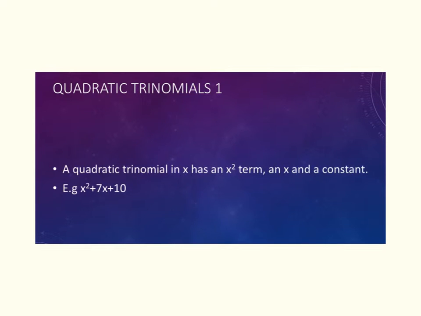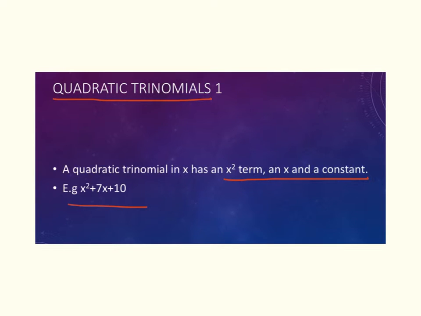Okay guys, here's a really important keyword, the idea of a quadratic. A quadratic has an x squared term, an x term, and a constant. It needs to have all of those conditions for it to be a quadratic. And we have a simple example down here, x squared plus 7x plus 10.